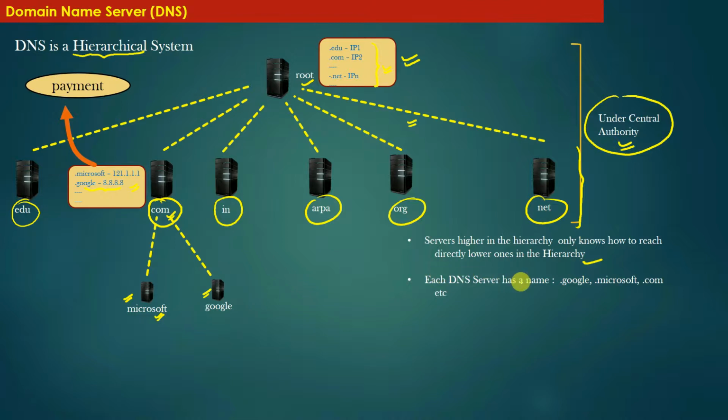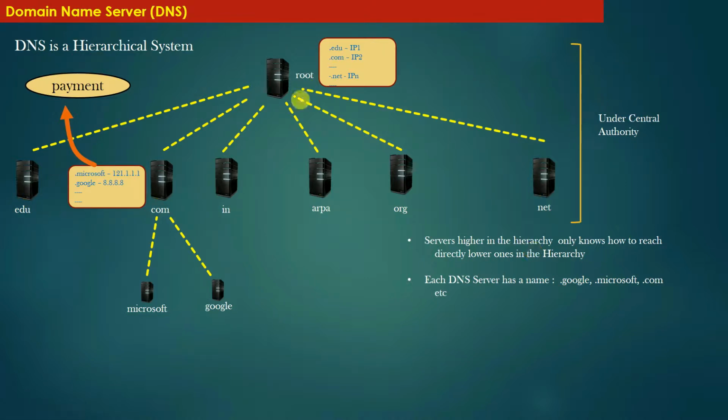So each DNS server has a name. That is, Google's DNS server has the name .google, the Microsoft DNS server has the name .microsoft, and the top level domain name servers have names like .com, like .edu, .in, .arpa, .org, etc. Now, one thing to note here is that the root DNS server along with the top level domain DNS servers are under the supervision of some central authority.